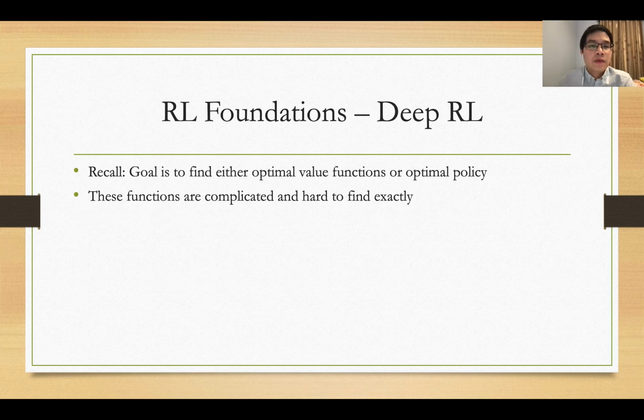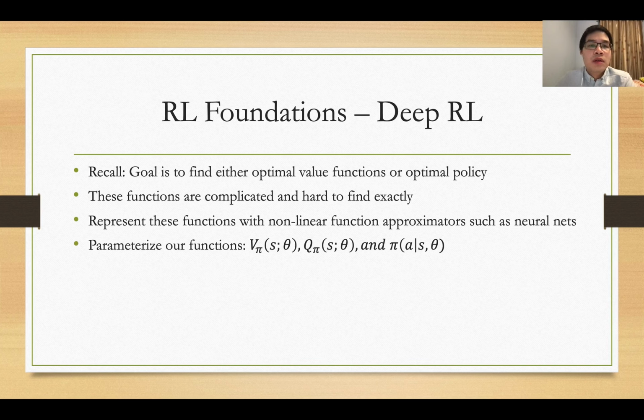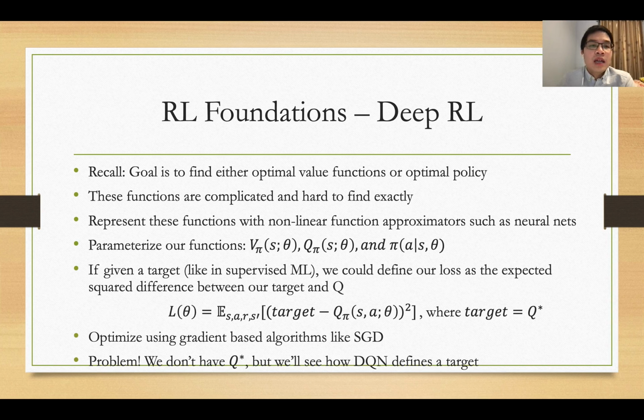So next I'll talk about the field of deep RL. Recall that our goal is to find the optimal value functions or the optimal policy functions, but the problem is that these functions are complicated and hard to find exact definitions for. However, we can use nonlinear function approximators such as neural nets to represent these functions. To do so, we need to parameterize our value functions or policy with parameters theta. And if we're given a target like in supervised machine learning, we can define our loss to be the expected difference between some target and the function we're trying to estimate. In this case, it is the Q function.